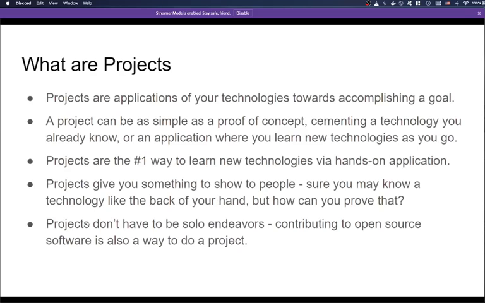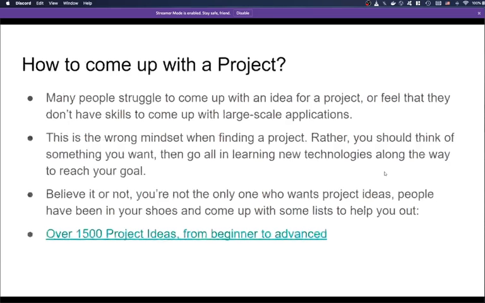And now also, projects don't have to be solo endeavors, I should point this out. Contributing to open source software is also a great way to do a project. Or, if you have a friend, you can also team up and do a project together. That's a great way to get even better experience, because in the real world, you're probably going to be collaborating on projects. It's very rare that as a programmer or an engineer, you're going to be soloing a project. So the more team experience you get earlier on, the better as well.